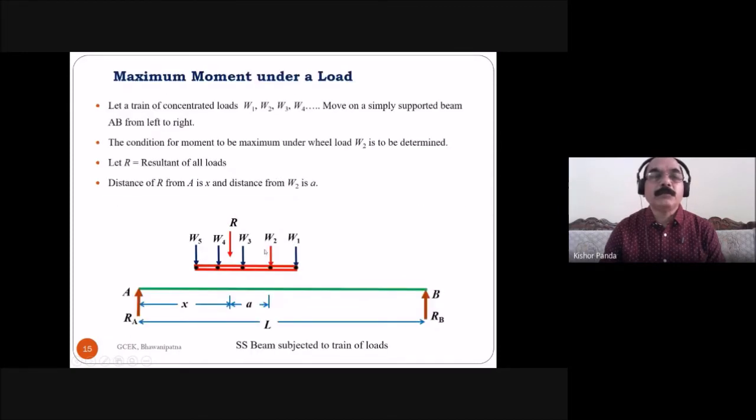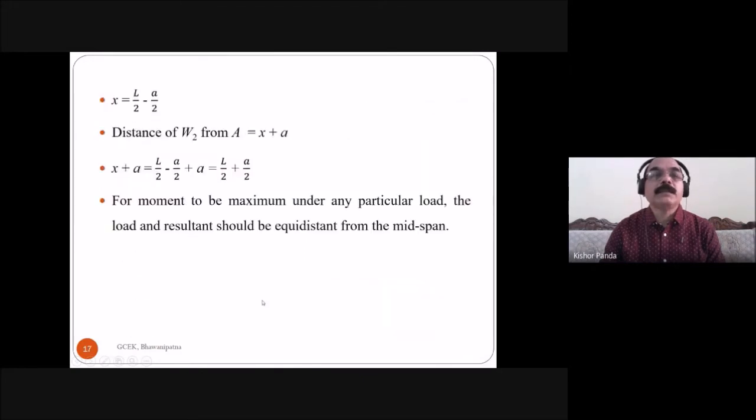Similarly, find out the distance of W2 from A. Here this is x plus A. So what is the distance? Here you got x is equal to L by 2 minus A by 2. So L by 2 minus A by 2 plus A, so this is equal to L by 2 plus A by 2. So this is the distance of W2 from support A.